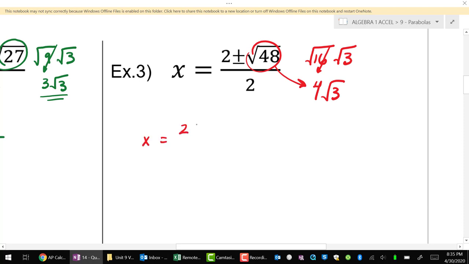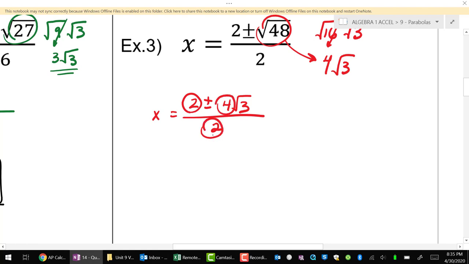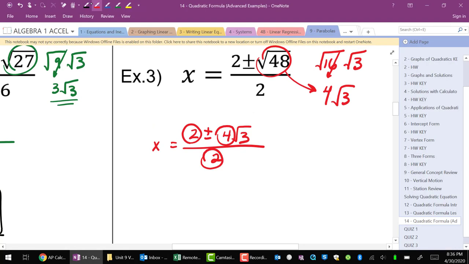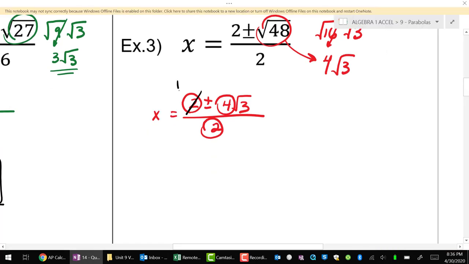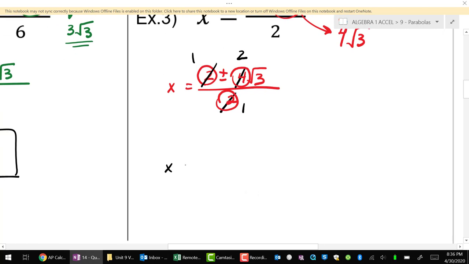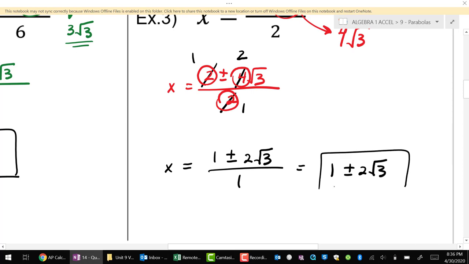All right, here we go. X equals 2 plus or minus 4 root 3 divided by 2. What number goes into Mickey Mouse? All 3 pieces. How about the number 2? Final answer, x equals 1 plus or minus 2 root 3 all over 1, but we're not going to write a fraction with a 1 in the denominator. So really, that just equals 1 plus or minus 2 radical 3. And that is your solution in most simplified form.